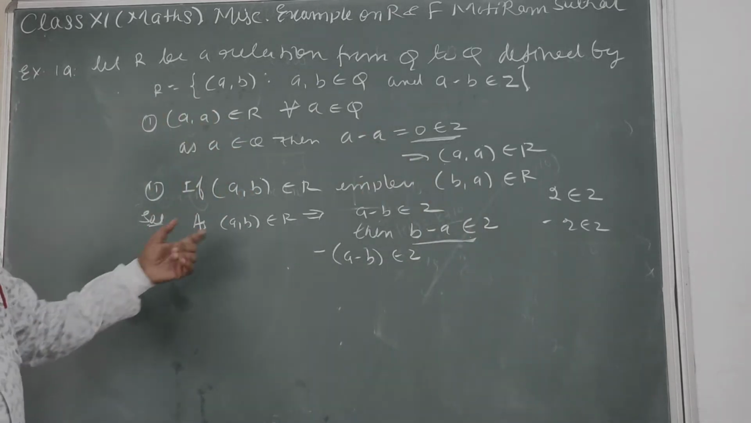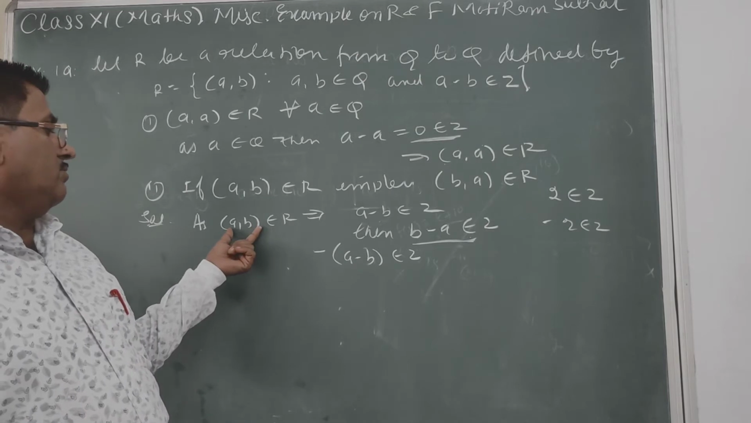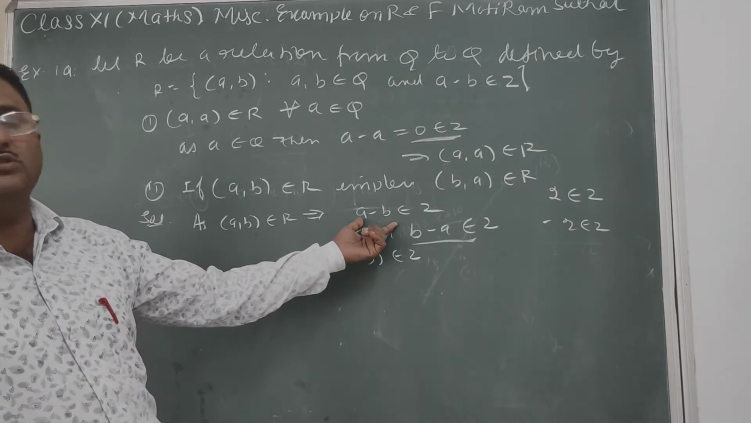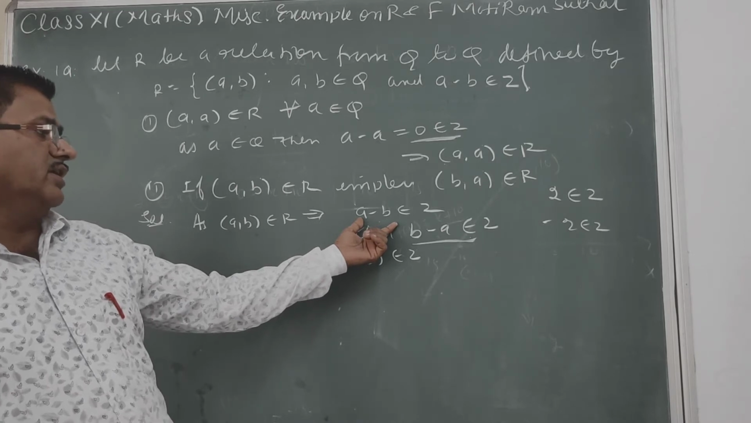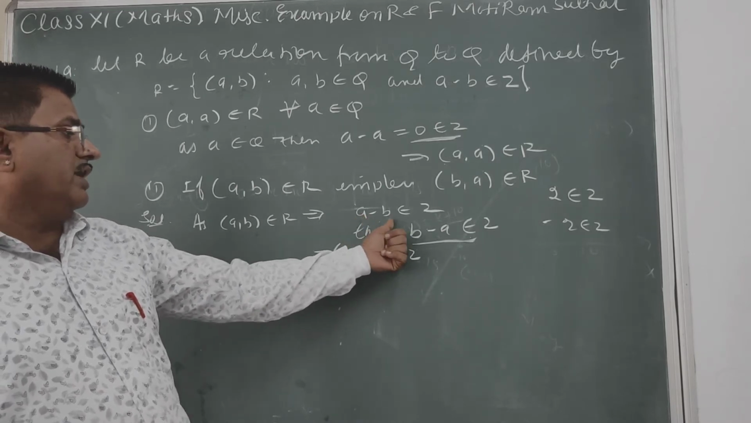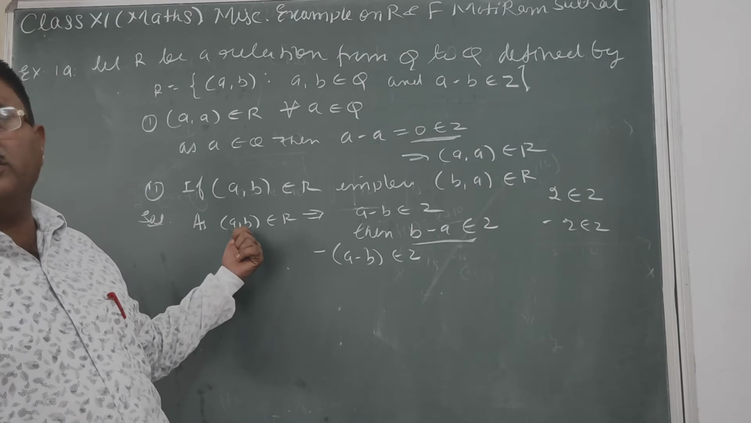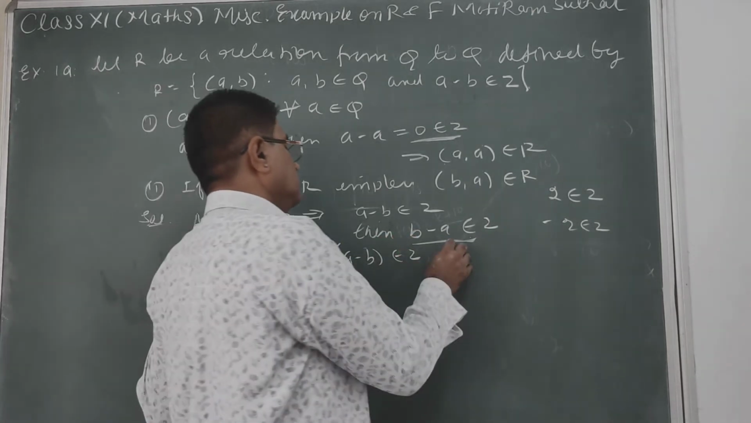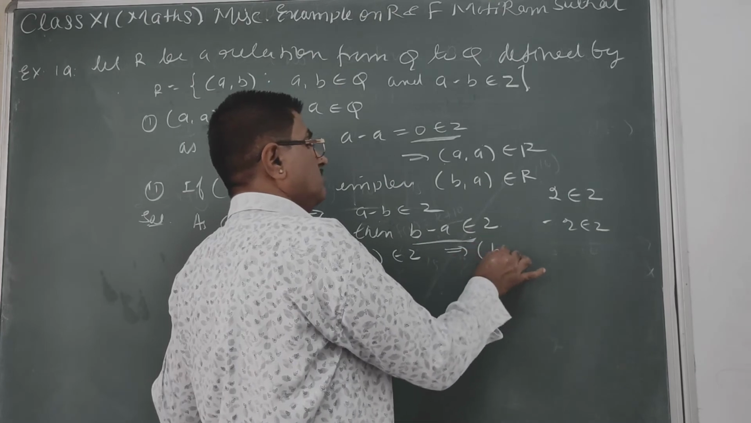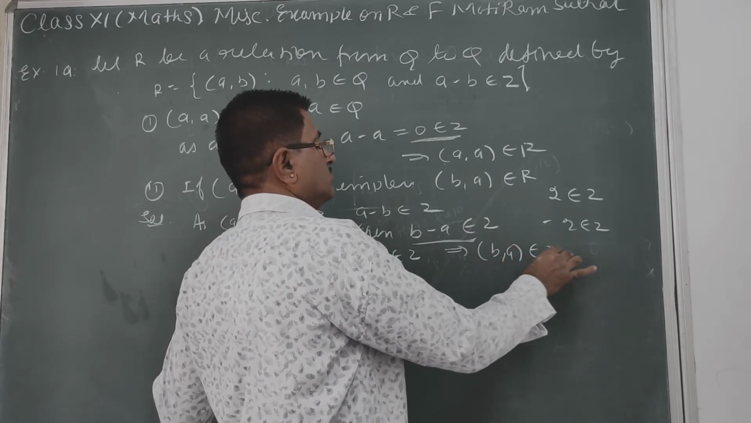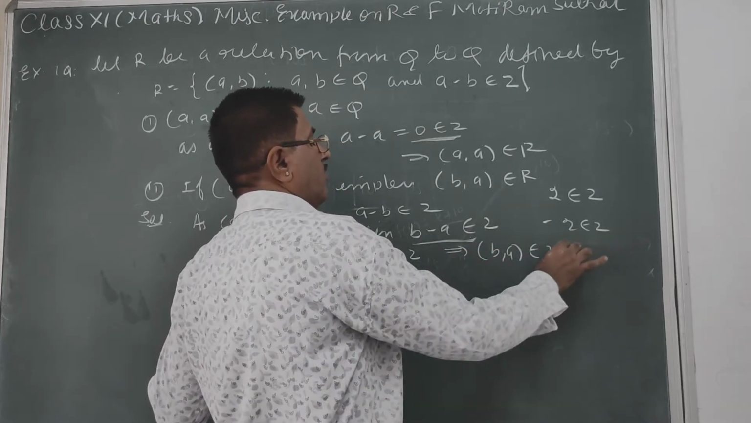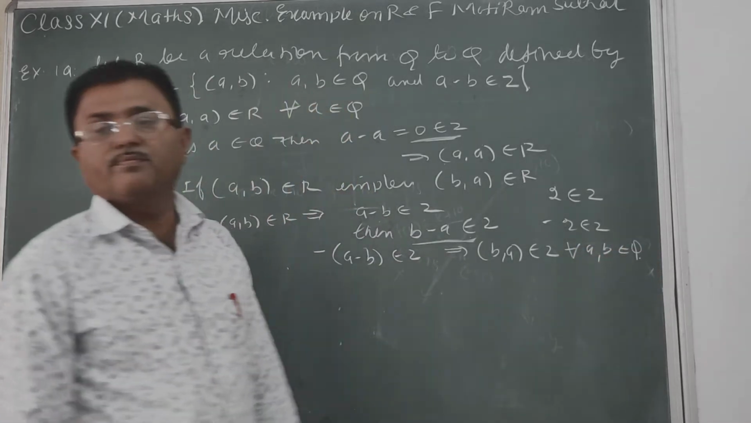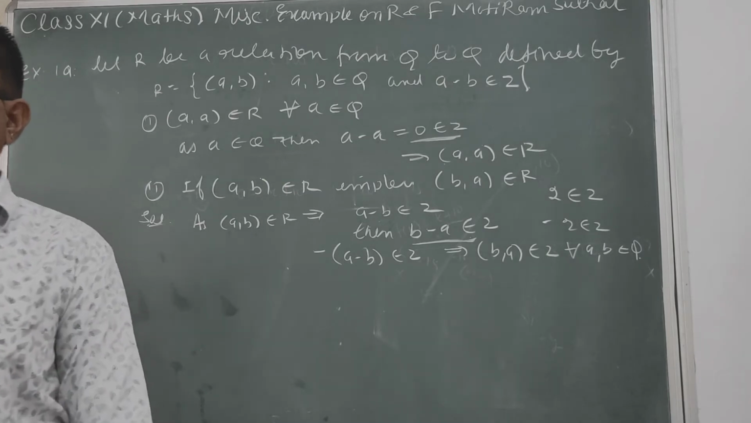So now whatever I take here, if A comma B belongs to R, that is, the difference A minus B belongs to Z, that is an integer. So if we have A minus B, then we write ordered pair A comma B. Now we have B minus A. This shows that B comma A also belongs to R. For all A, B. So this is the second part.